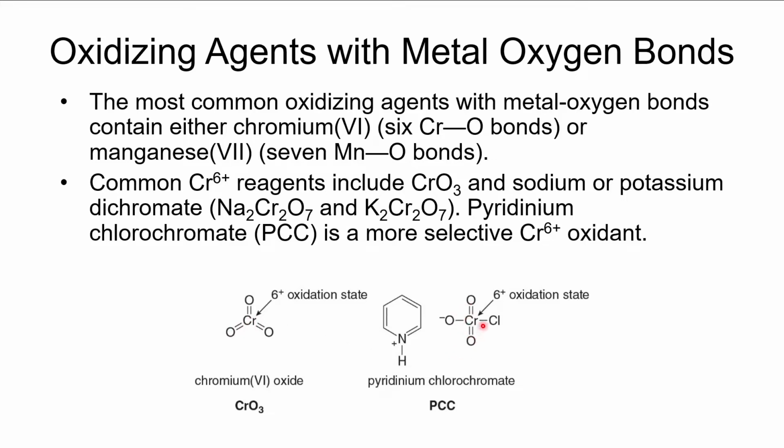The other one is pyridinium chlorochromate. Instead of having 6 bonds going to oxygen, we've got 5 bonds going to oxygen and 1 bond going to chlorine. That ends up making this have a -1 charge overall. So we need this pyridinium to balance out the charge, and so we call this PCC, pyridinium chlorochromate. As I mentioned, this one is a little bit more selective, and I'll show you what I mean by that here in just a bit.